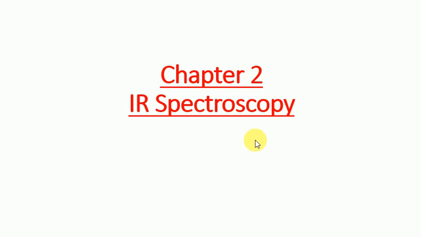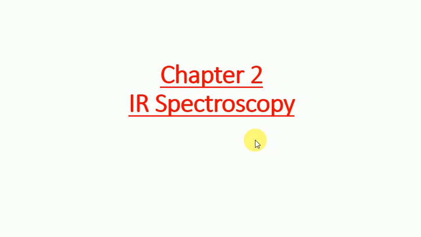Today we'll start chapter number 2, it is IR spectroscopy. IR stands for infrared. Infrared spectroscopy we have to study in detail. Infrared spectroscopy is one of the most widely used tools for the investigation of the structure of unknown organic compounds, wherein the IR spectrum of an organic compound provides information about the functional groups present in the organic compound.